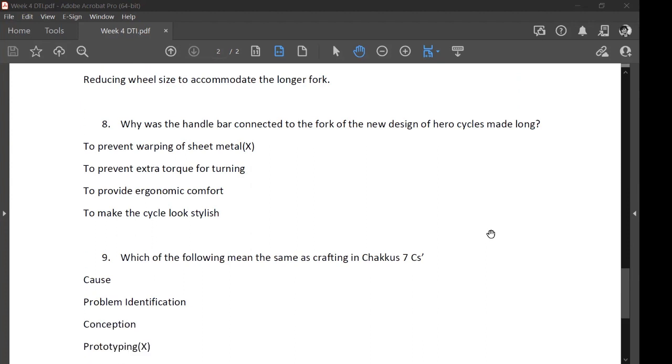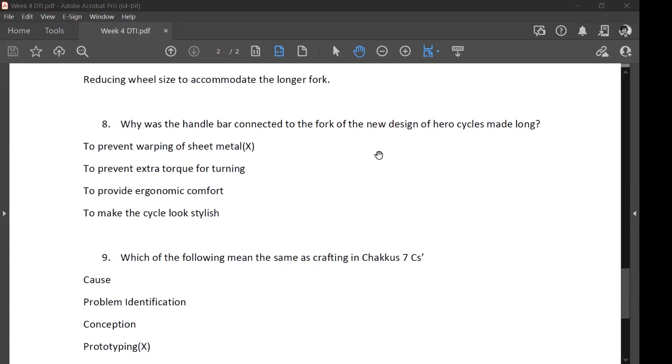Okay, let's go to question number 8. Why was the handlebar connected to the fork of the new design of Hero cycles made long? First option is to prevent warping of sheet metal. Second is to prevent extra torque for turning. Third is to provide ergonomic comfort. And fourth is to make the cycle look stylish.